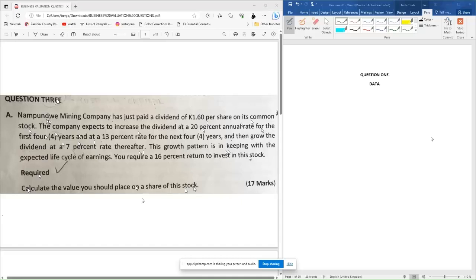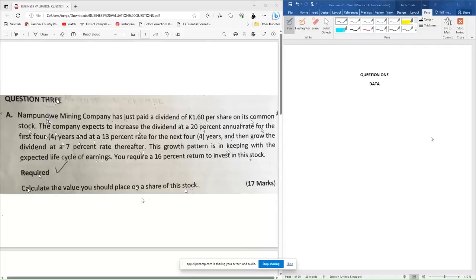And then remember that finding the valuation of a common stock or ordinary share requires the use of several models, right? So remember that we have the constant growth model, we have the no growth model, and we also have the growth phase model. So we need to identify what type of model we need to use in order to find the valuation of the stock in this particular question.